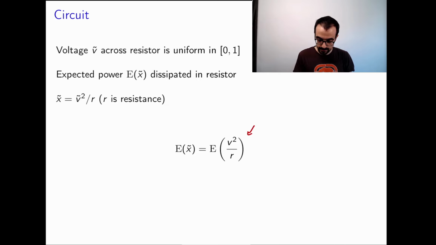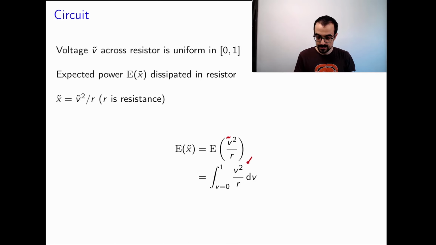Actually, I forgot. I should have put a squiggly line on top of the V, right? Because it's a random variable. Let me put it again. This is my punishment for the typo. And now we integrate against the density. So here the density is easy, it's just 1.